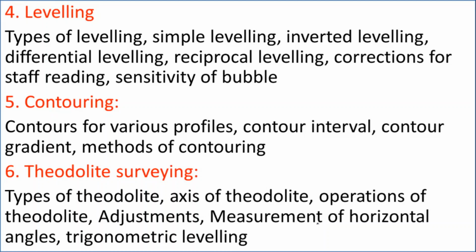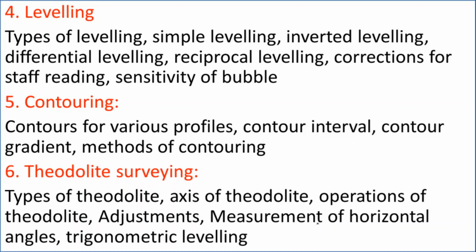Then we are going to see only the types of direct leveling in this chapter. Direct leveling again has different types, like simple leveling, inverted leveling, differential leveling, and reciprocal leveling. Then we will see the applications of them also. In differential leveling, there are 2 methods for the calculation. One is the height of instrument method, and the second is the rise and fall method, which we will see in this chapter.